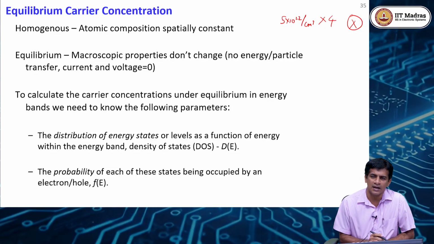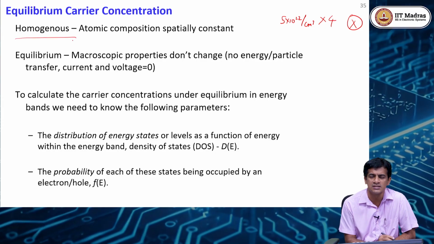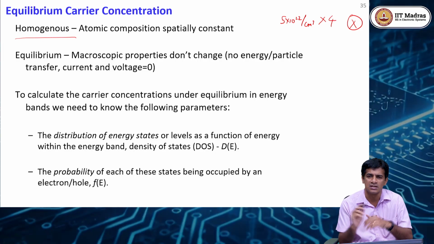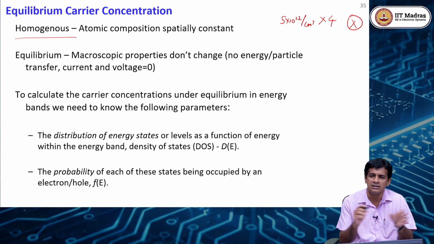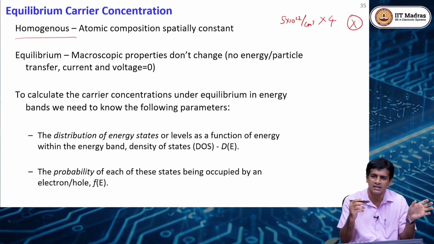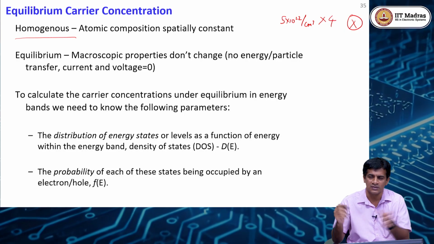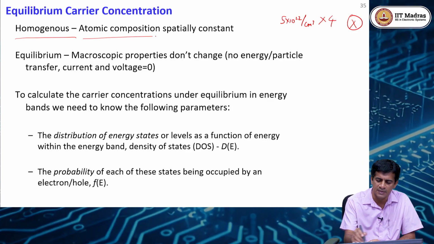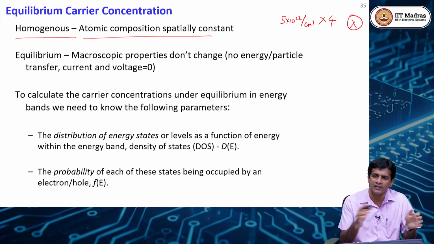In order to compute that number, we are going to take a homogeneous material. A homogeneous material is one where the atomic composition is spatially constant. So it is a pure, pristine silicon crystal. Let's assume there are no defects at all. In reality we will see defects, and sometimes we even introduce defects. We will see that in the next lecture. So let's assume the atomic composition is spatially constant, which means there is no internal electric field, nothing is there.